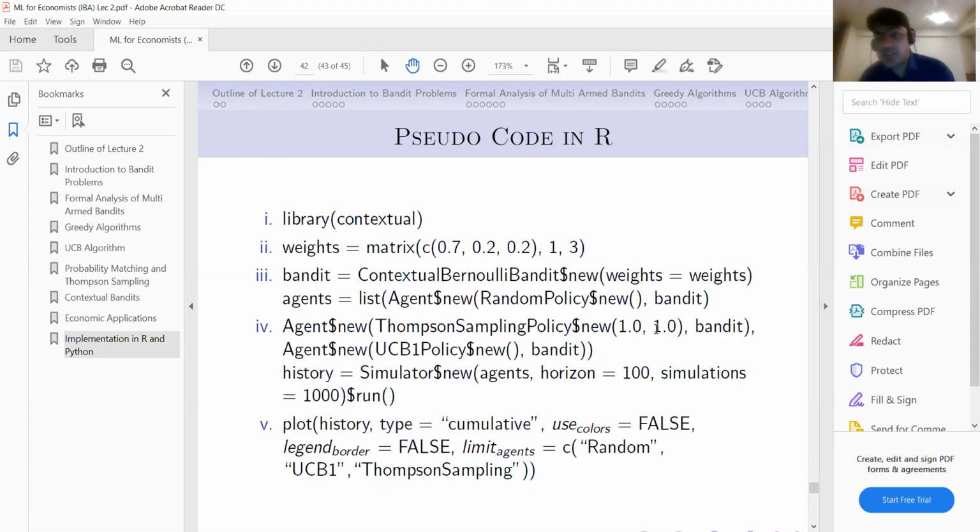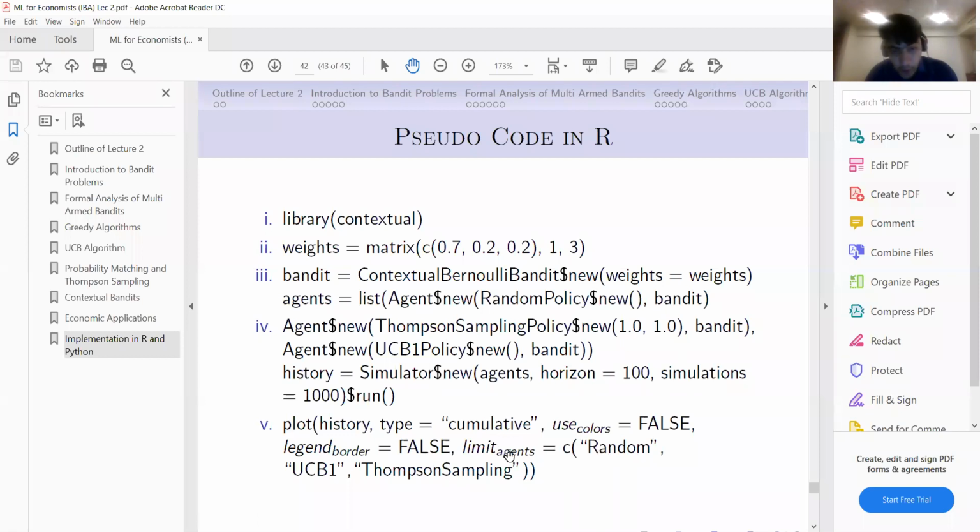Alpha and beta are just the starting values for the hyperparameters. The fact that I've used 1 and 1 means that I'm using a symmetric beta distribution as inputs. Then you just use a simulator function to simulate 1000 times. 1000 is the number of simulations that I have, and each time I simulate for a horizon of 100 time periods. Then I just use a plot function to plot the cumulative regret.